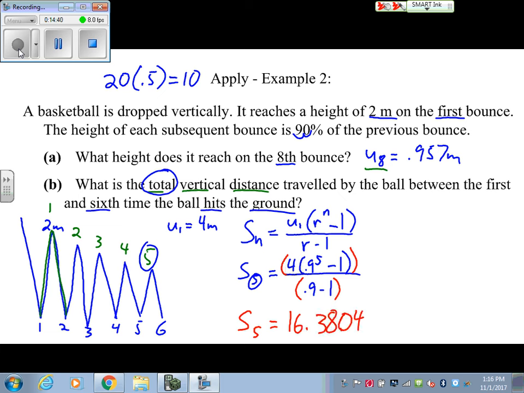16.3804. And now I hadn't rounded anywhere up to this point, so I really could probably leave this exact. I could label it as meters, but because it is a little bit longer, we may want to round this, and so that would mean my value is 16, and if I round that third significant figure, there's an 8 after it, so it'd be 16.4 meters is approximately the total vertical distance traveled by the ball between the first and the sixth bounce. All right, so there are some applications of using our geometric series formulas.